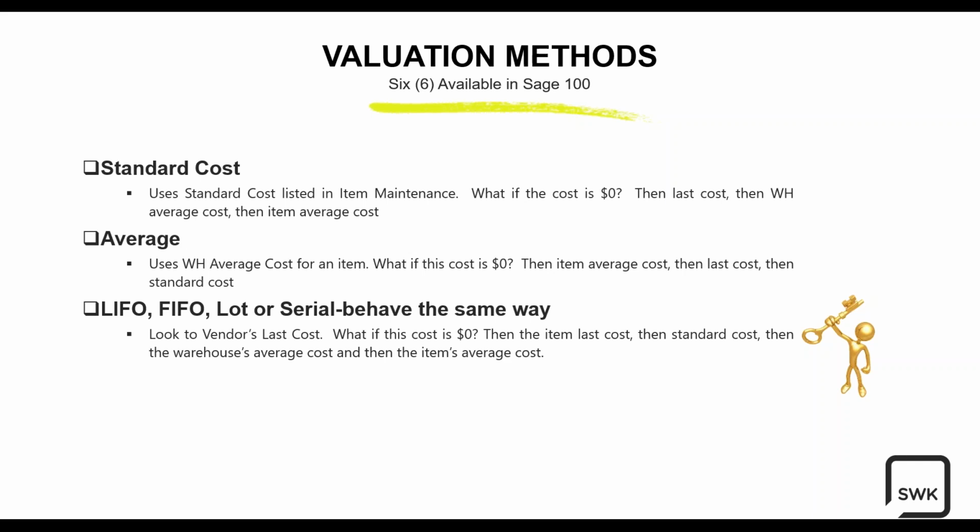And then if that is zero, it's going to look to the standard cost, then the averages, then the warehouse's average cost, so the warehouse that you're purchasing for, and then the item's average cost. And keep in mind, we're talking about purchase orders at this point. So this is where it's finding the costing when you create a purchase order. This is the troubleshooting you can do if you create a purchase order and you think your cost is incorrect.